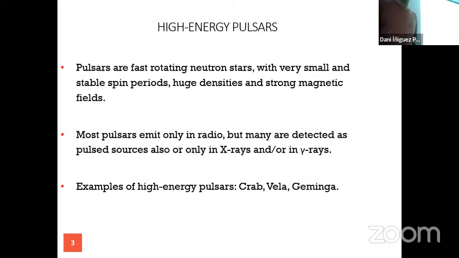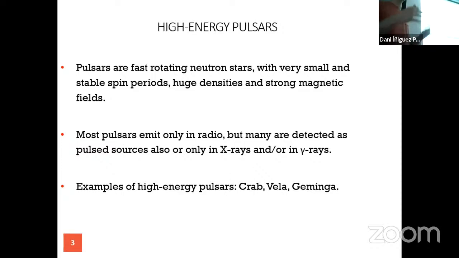Yeah. As you probably know, pulsars are rotating neutron stars, which are compact objects with very small and stable periods, with huge densities and very strong magnetic fields, the strongest magnetic fields we know in the universe. At the present moment, almost 3,000 pulsars have been detected. Most of them are detected in the radio band, but some of them, around 200, are also detected to emit gamma ray radiation.